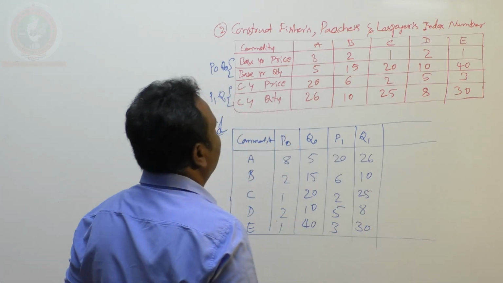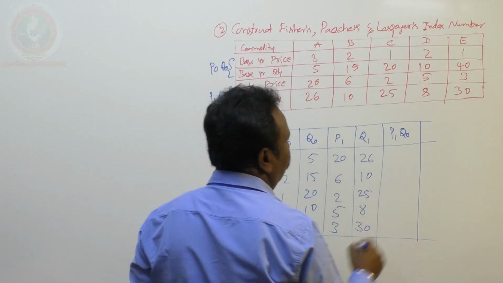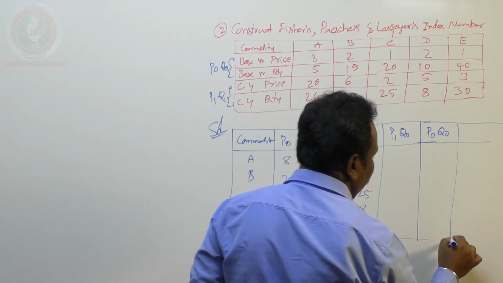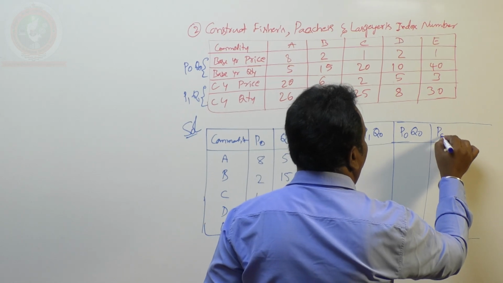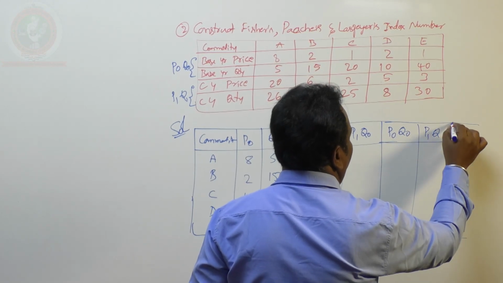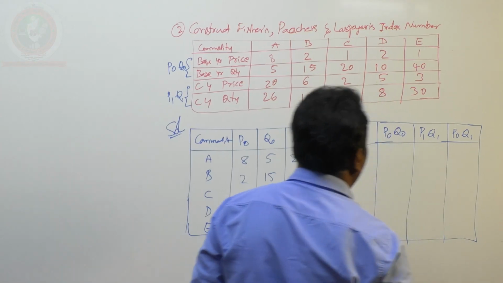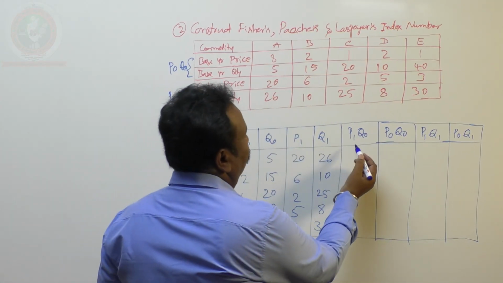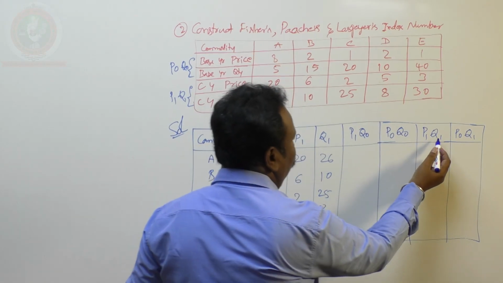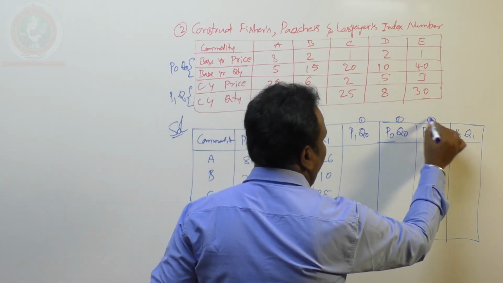Now, three methods are asked: Laspeyres, Paasche's and Fisher index. So we calculate P1 Q0, then P0 Q0, then P1 Q1, then P0 Q1. These are the four columns to calculate.